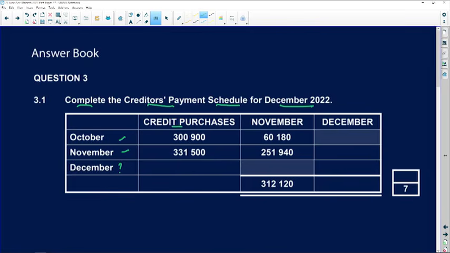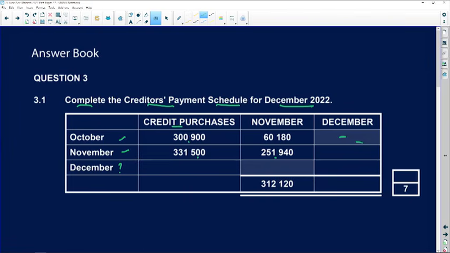Right, so if we look at October, I would have purchased in October, paid in October and November, so there's nothing for December. You'll see in your booklet, this would be shaded out completely. Right, let's now look at November. So in November, my credit purchase, 331,500. In November, I would pay, remember, 15%, right? I think it was 15%. We'll go back there. And in December, I'm going to pay the balance.